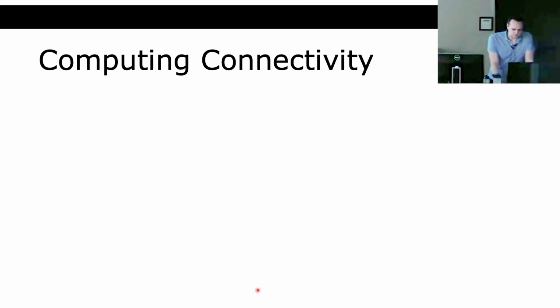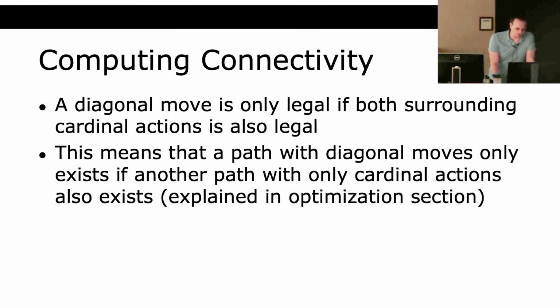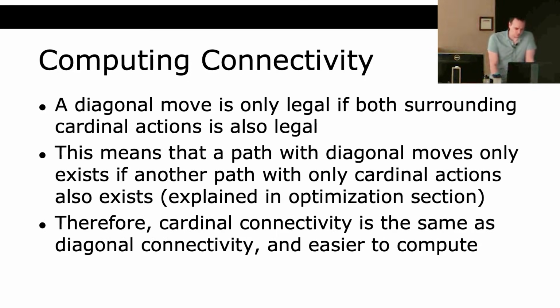All right, so computing connectivity. A diagonal move is only legal if both surrounding cardinal actions are also legal. This means that a path with diagonal moves only exists if another path with only cardinal moves also exists, okay? So we talked about that before. If any path exists with any diagonals in it, it also has to exist with cardinal actions. So this means, therefore, cardinal connectivity is the same as diagonal connectivity, and it's a bit easier to compute.